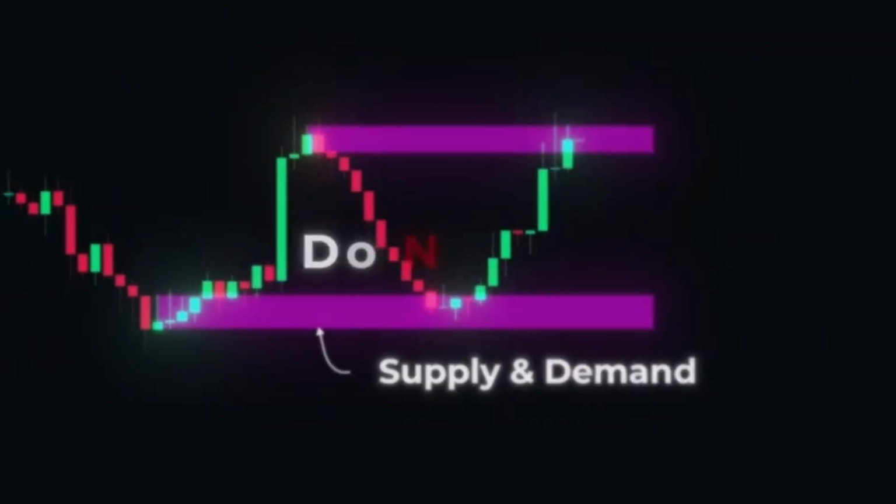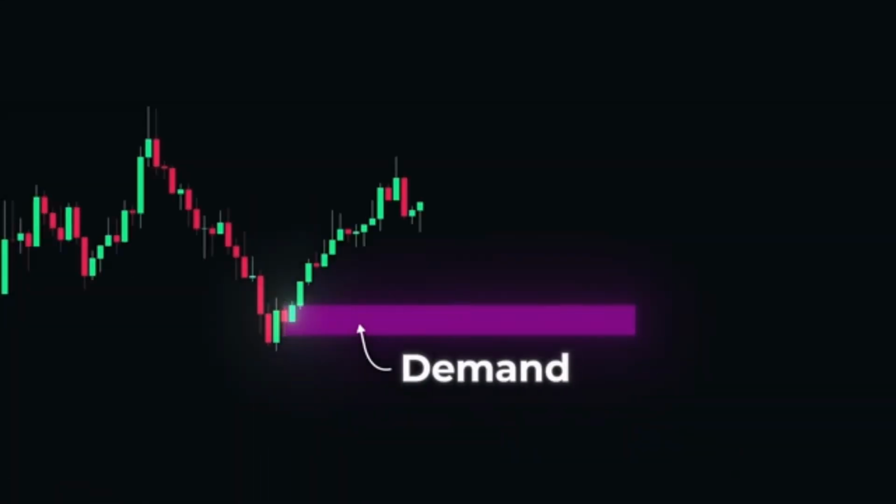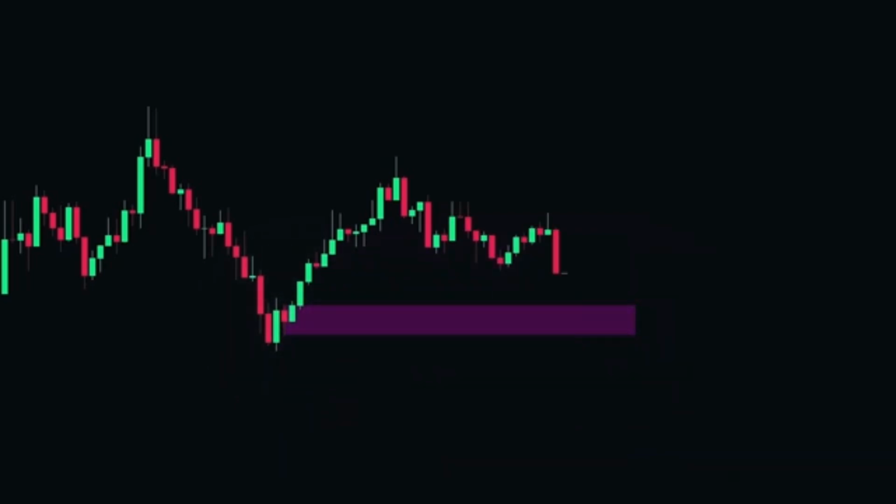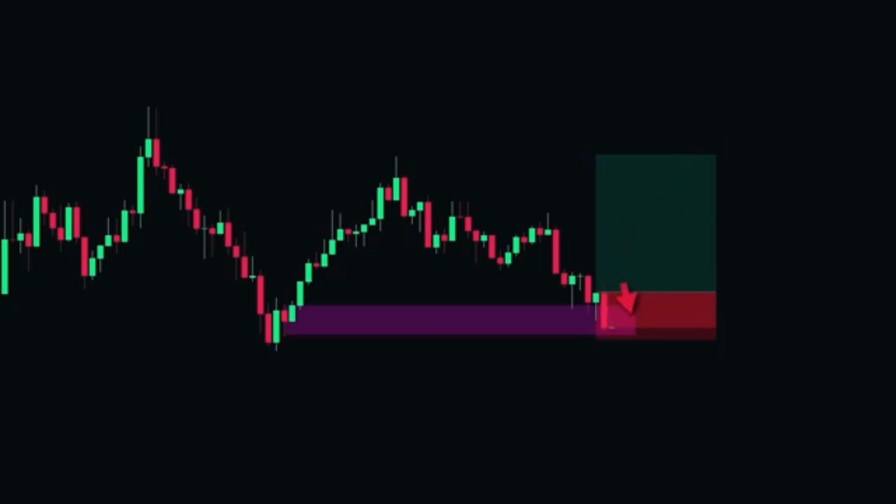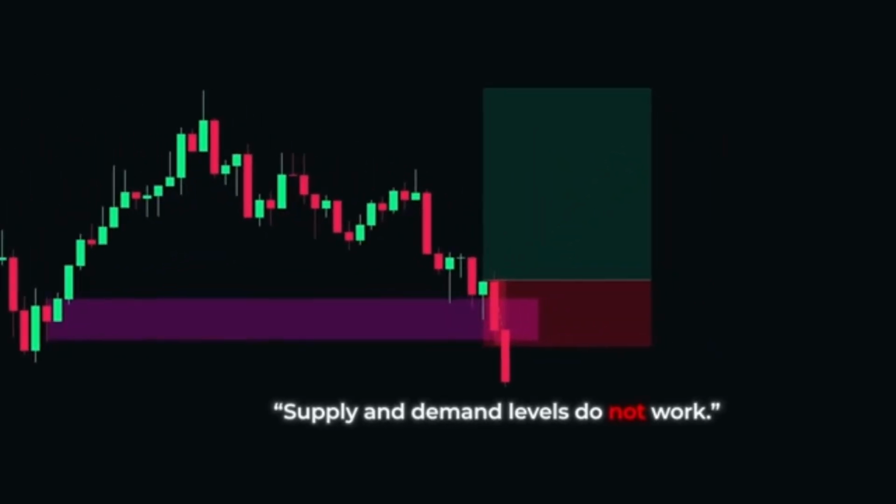Supply and demand trading do not work. I'm sure you've marked a supply or demand level before. You waited for price to touch the level, and once it does, you enter a trade and expect it to bounce. But instead of bouncing, price instead breaks right through, hitting your stop loss. Then you think, supply and demand levels do not work.